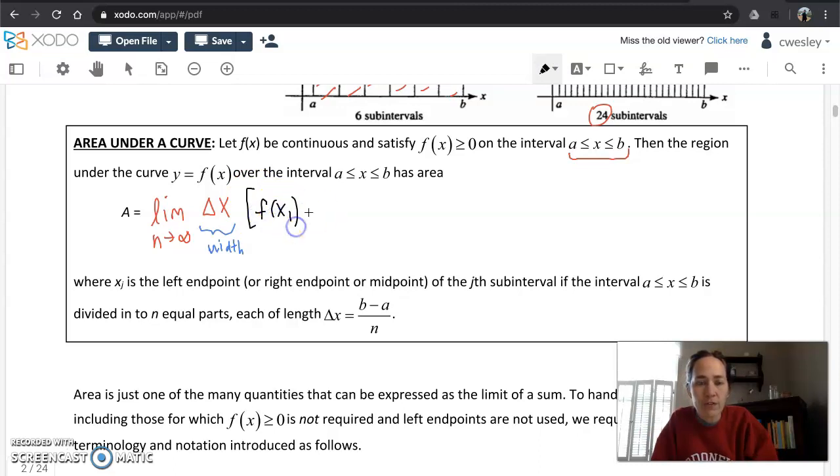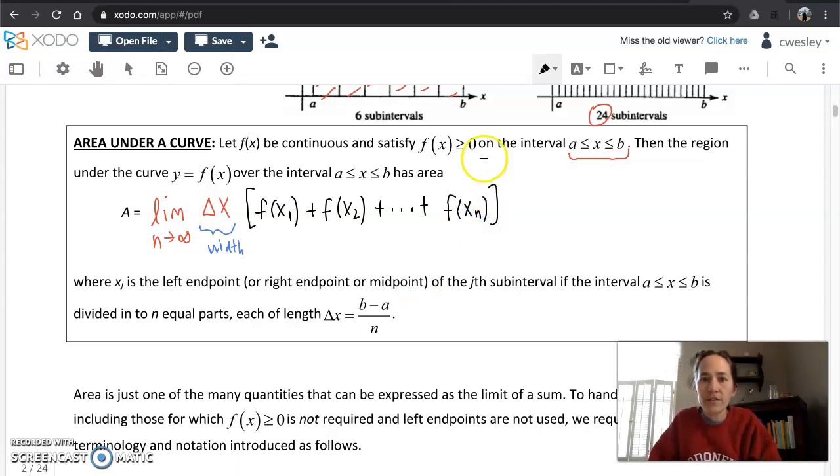So f of the first endpoint, the first height, f of the second endpoint, the second height, all the way up till we got to the nth endpoint. So f of x sub n. And these are going to be the heights of all of the rectangles. So I'll put that here. So we could say maybe lengths of the rectangles versus width. That's there. And that is going to give you the area.